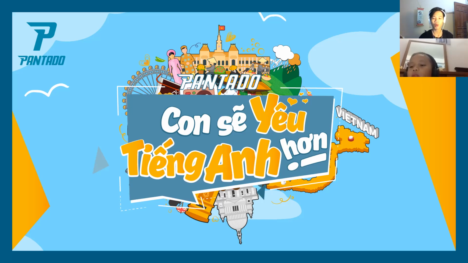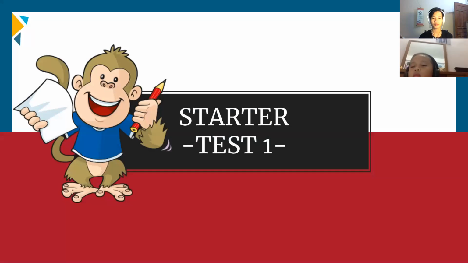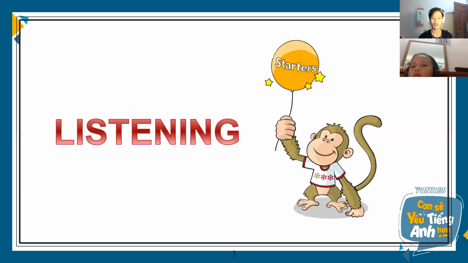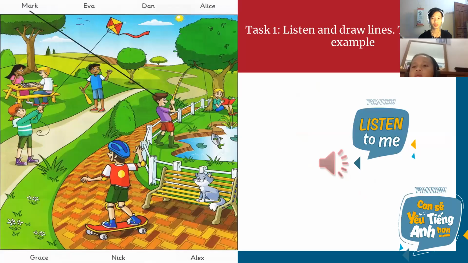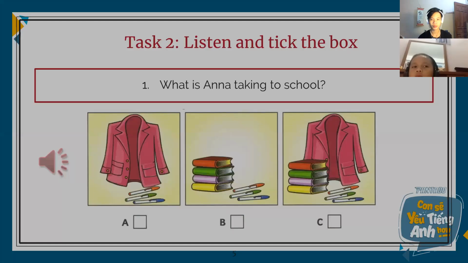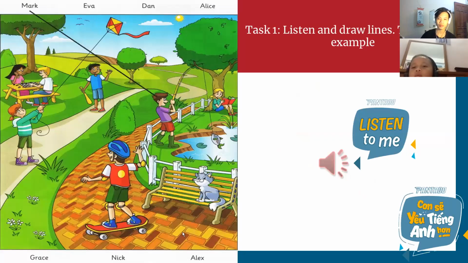Ok, so now we start. Ok, part one, listening. Now, turn on. Listen and draw lines. There is one example. Now you listen. One. Now look at the picture. Listen and look. There is one example.